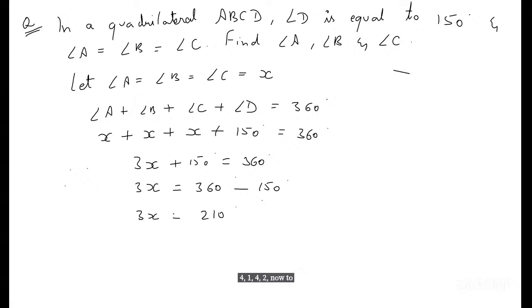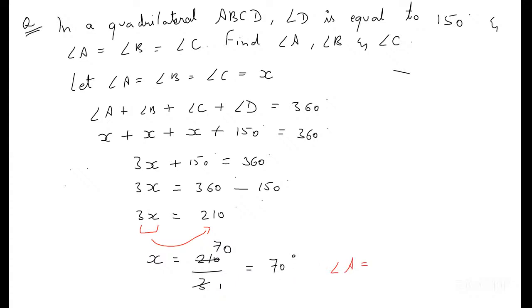Now to find the value of X, we will take this 3 to the number side. Here 3X is a multiplication. When we take it to that side, it becomes divide. So X equals 210 by 3. 3 sevens are 21, and so X equals 70. So we get that angle A equals angle B equals angle C equals 70.